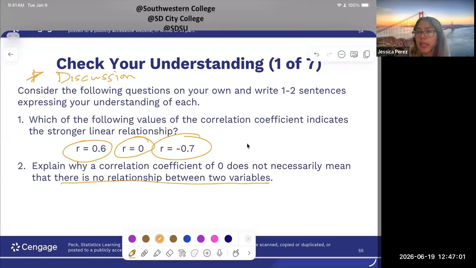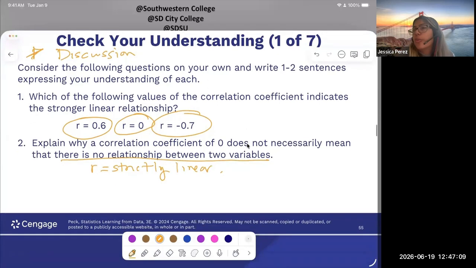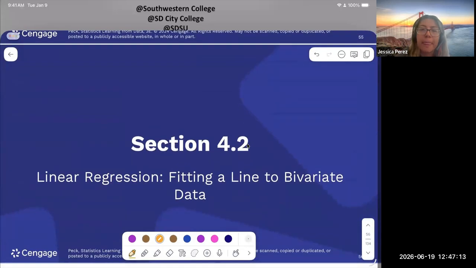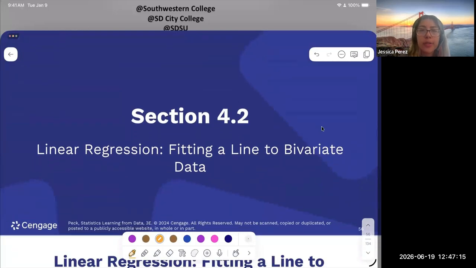Be careful there because R is strictly linear. So there can be a relationship, it will just not be linear. And with that, we finish 4.1. Let's go over to section 4.2.